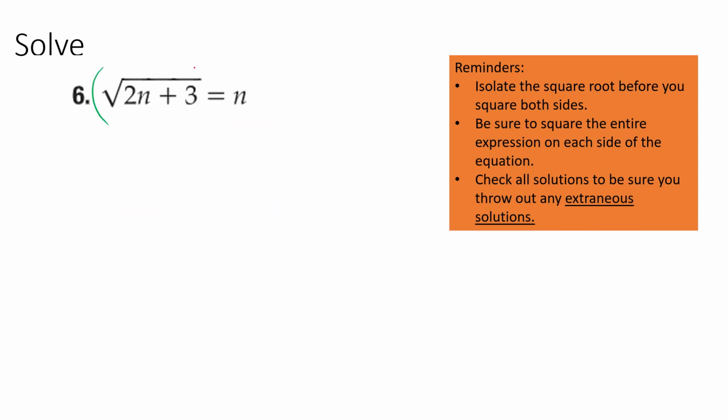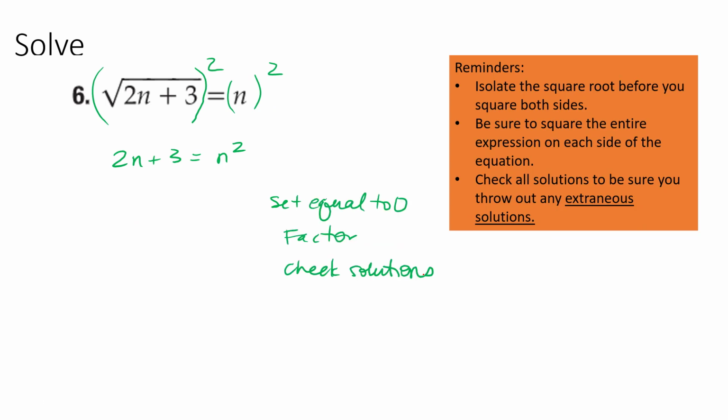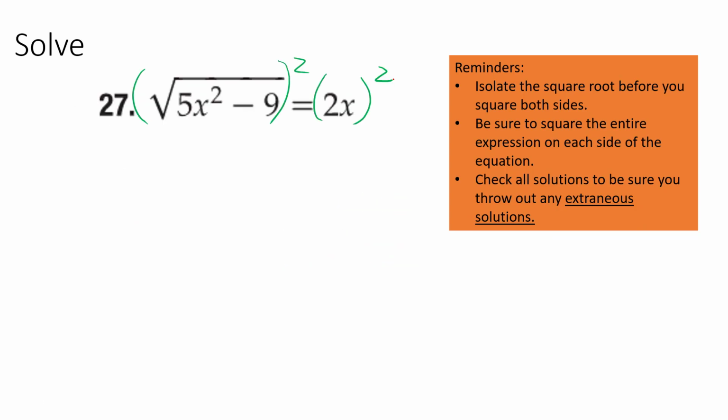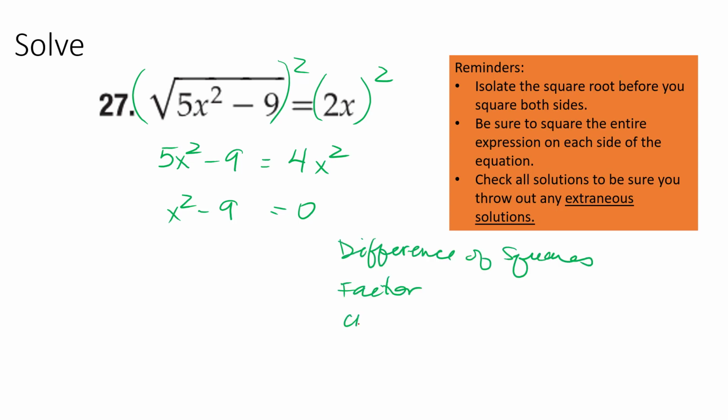This is a lot like number 5. So again, you're going to set equal to 0, factor, and then check your solutions. This one, same idea. I picked this one because one of our old friends comes back here, and maybe you're predicting what it is. That's right, this is a difference of squares. So you're going to factor and check your solutions.